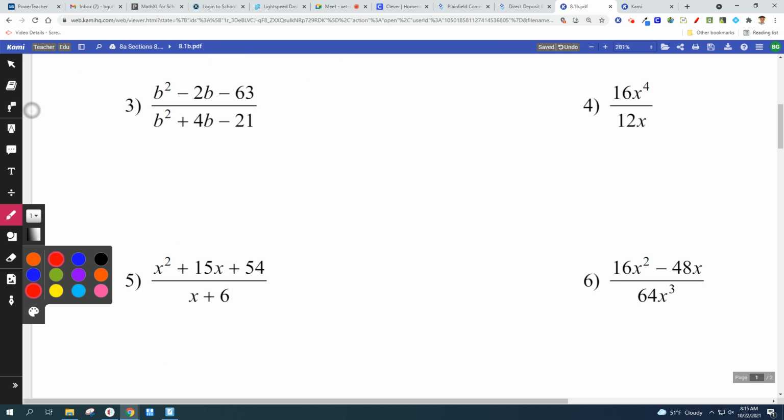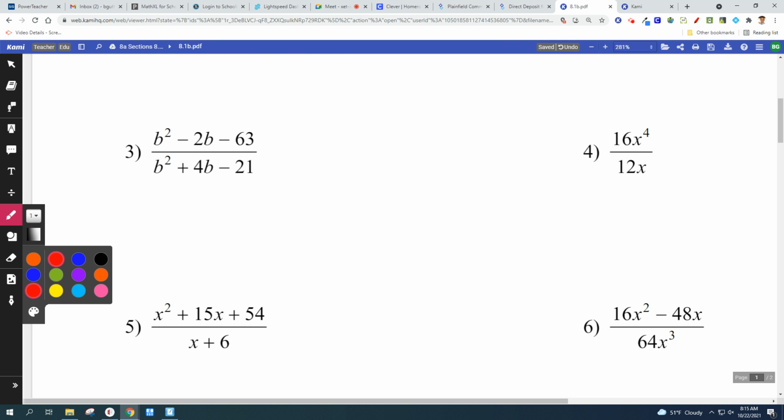Number 3, absolutely, positively do not cancel those b squareds. Do not do that. You can't cancel something. We talked about this last time. You can't cancel something if it's next to a plus sign or next to a minus sign. You can only cancel factors. Factors are things that are being multiplied.